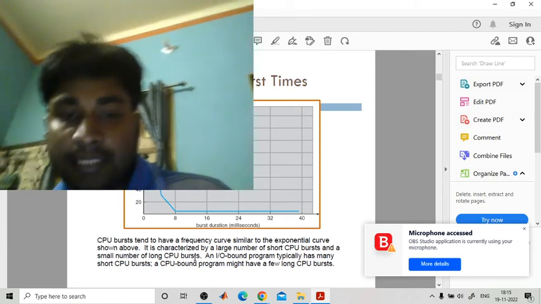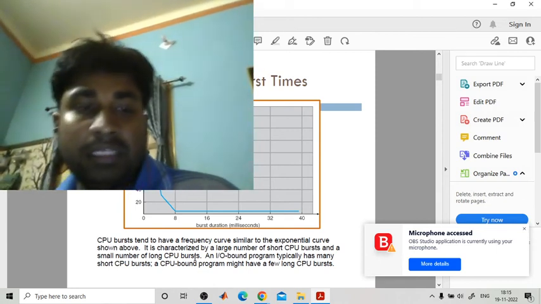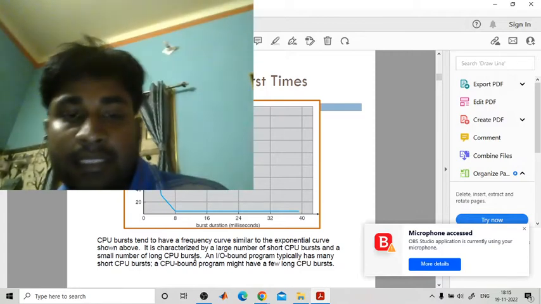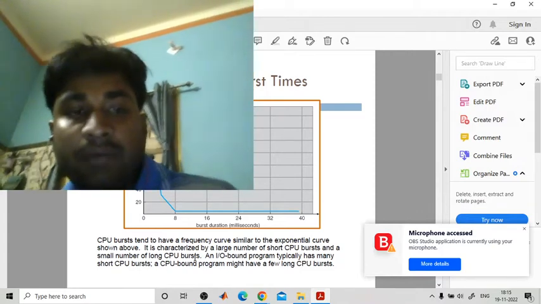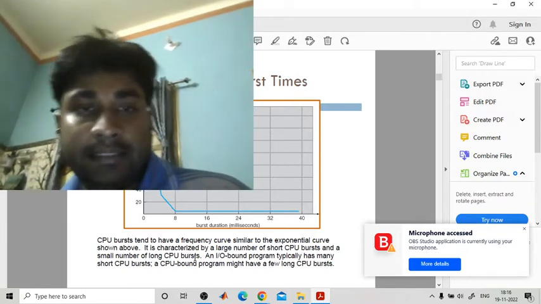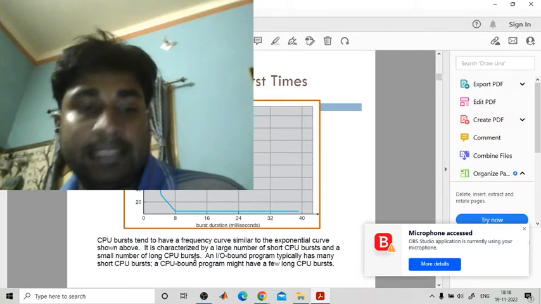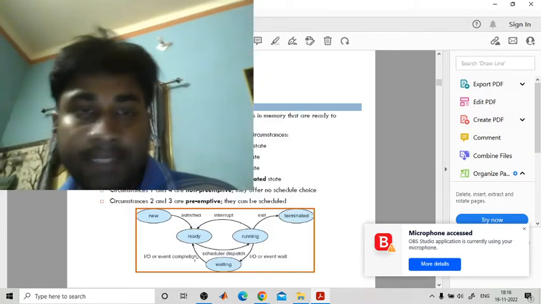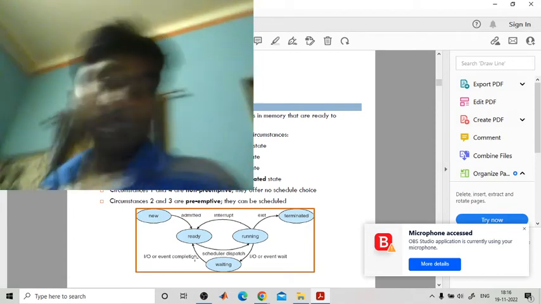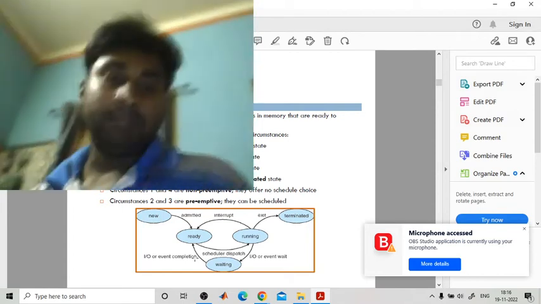This is actually a basic chart showing the CPU burst on the x axis, and on the y axis we are showing the frequency. How it is increasing or decreasing is shown here. So that was not very important.